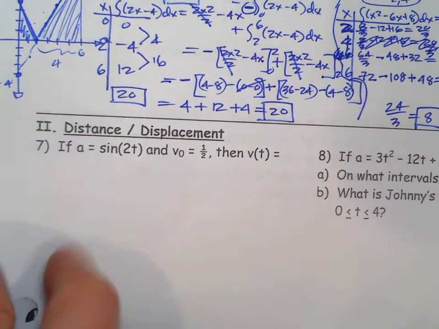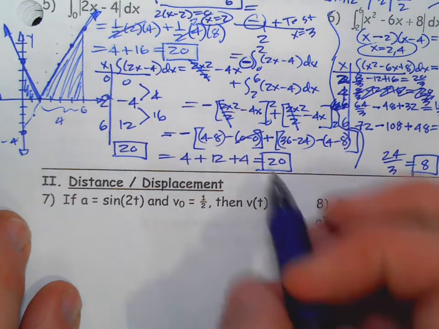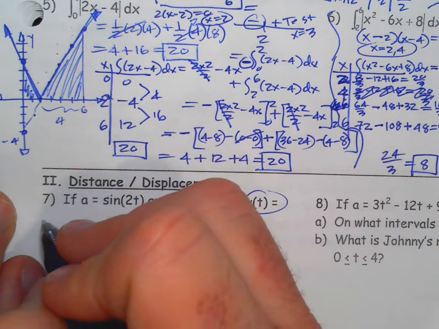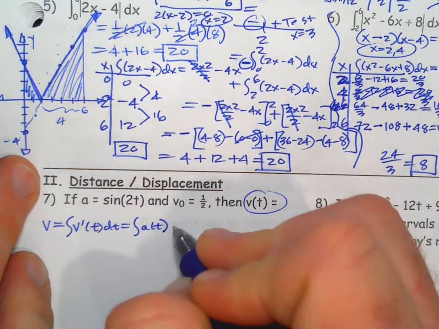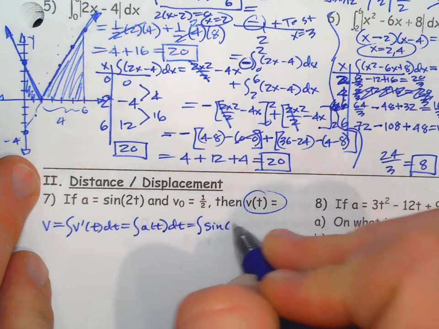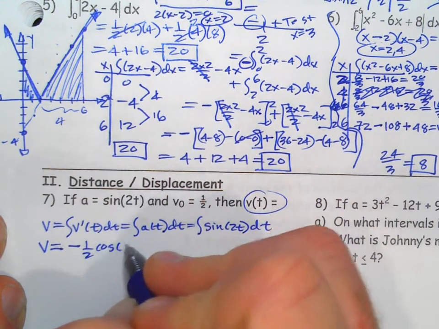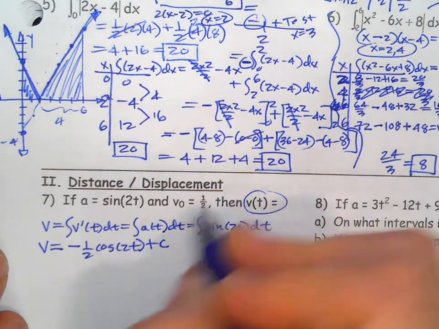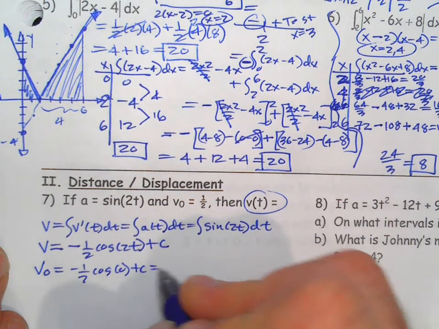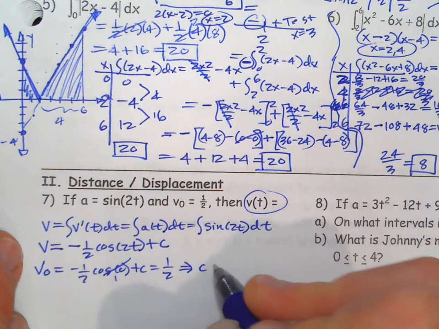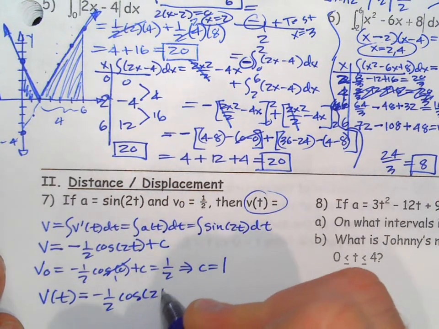Okay, distance and displacement. So we have acceleration here, and we have an initial value for velocity. On this problem, we're just being asked to find velocity. So you know that velocity is the integral of the derivative of velocity, which is the integral of acceleration, which is the integral of sine 2t dt. So it's going to be negative 1/2 cosine 2t, a little chain rule stuff going there, plus c. We could find plus c by using the initial value. Cosine of 0 plus c equals 1/2. That's going to be a 1, so c is going to equal 1. And your final velocity is going to be negative 1/2 cosine 2t plus 1.